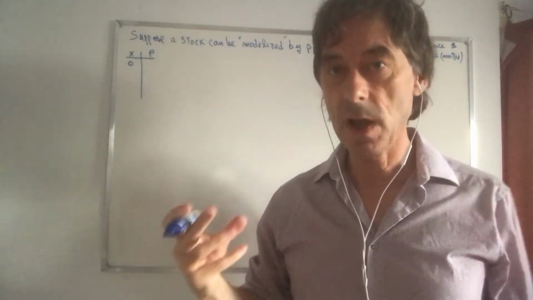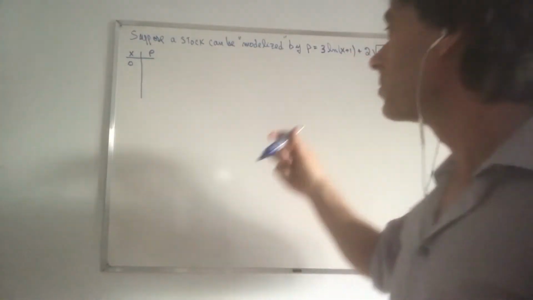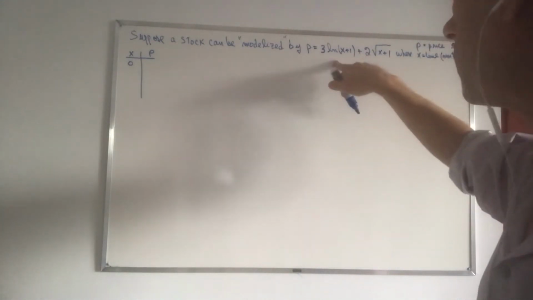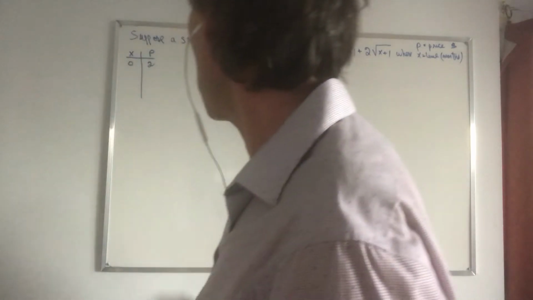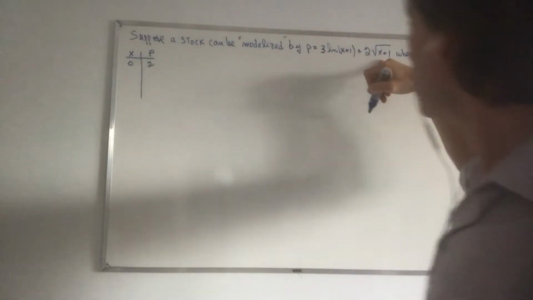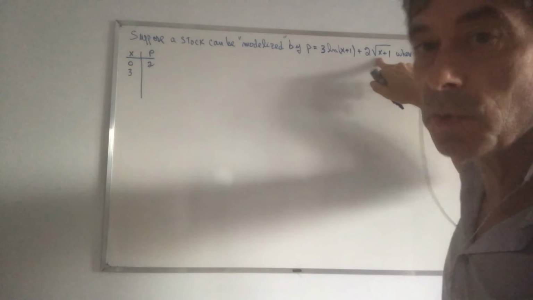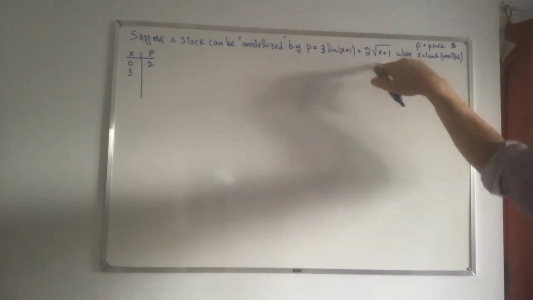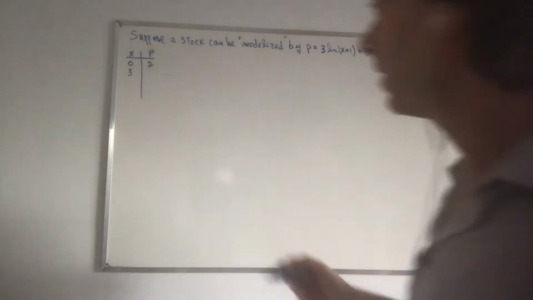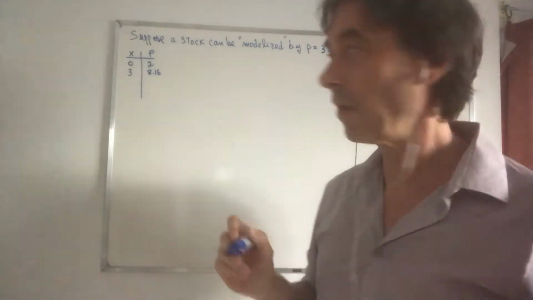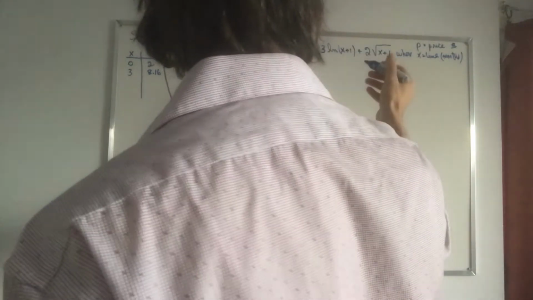So when I buy the stock, I haven't held it for any time. So I'm buying it now. If you replace x by 0 here, you're going to find $2. This is how I paid for that stock. The x values that I chose are simply because they go well into the square root function. So if I choose x equal to 3, I find that after 3 months, my stock is worth $8.16. So that stock is doing very well for me.